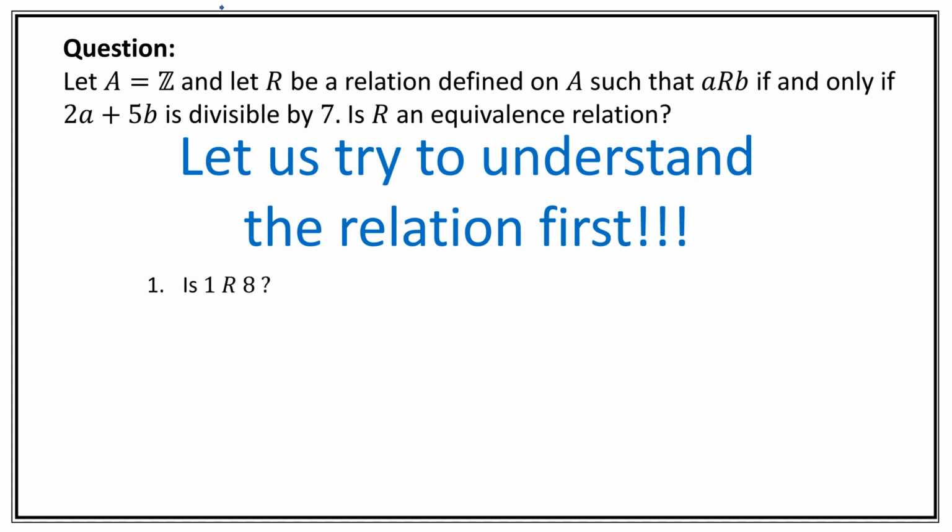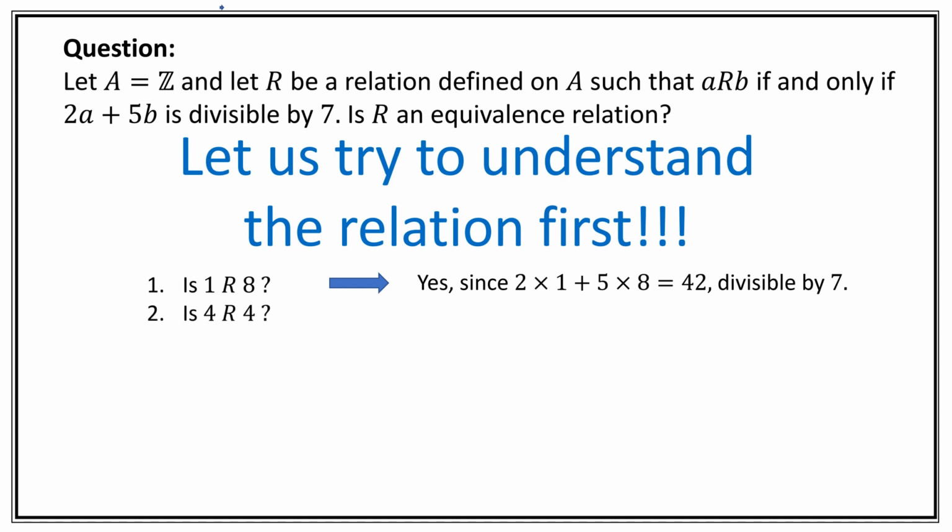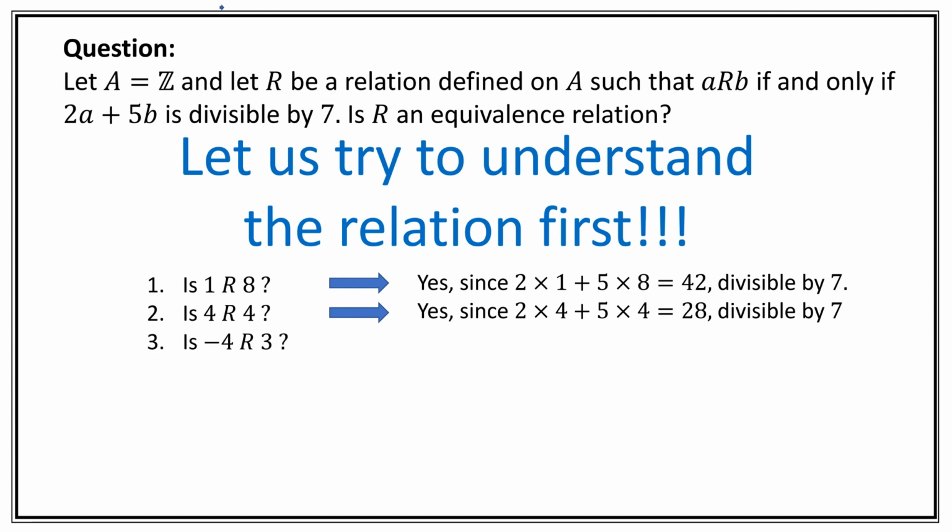Is 1 related to 8? Yes, because 2 times the first element plus 5 times the second element is 42. We know that 42 is divisible by 7. Now, is 4 related to 4? Yes, because 2 times 4 plus 5 times 4 is 28, which is divisible by 7. Is minus 4 related to 3? Yes, because 2 times minus 4 plus 5 times 3 is 7, which is, yes, divisible by 7.